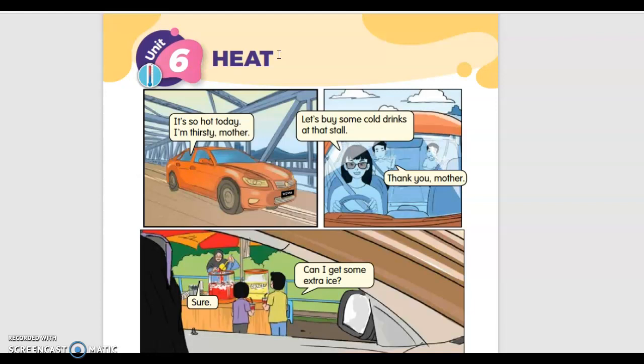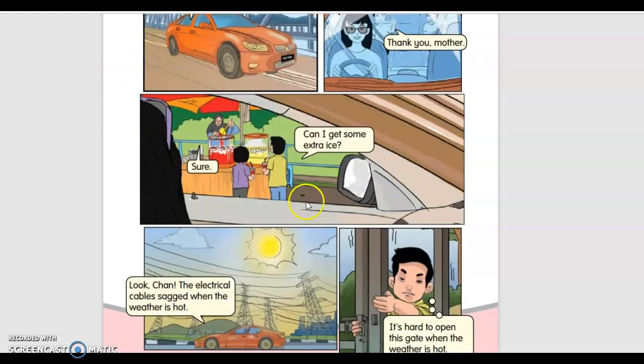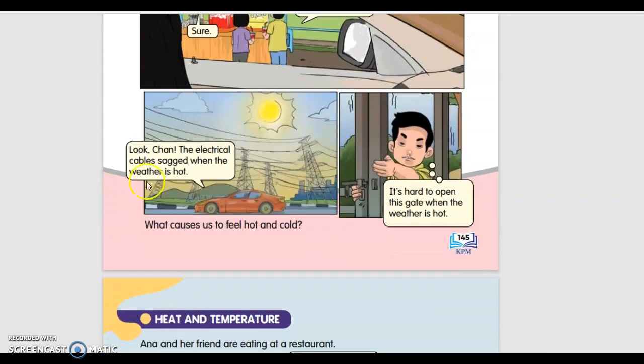So, what is heat? When we say heat, let's read about this dialogue here. It's so hot today, I'm thirsty, mother. Let's buy some cold drinks at the stall. Thank you, mother. Here, the boys are buying drinks there, and then they are asking, can I get some extra ice? And then the seller says, sure. And then look at the next picture.